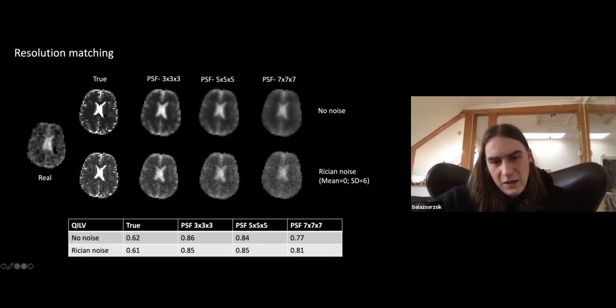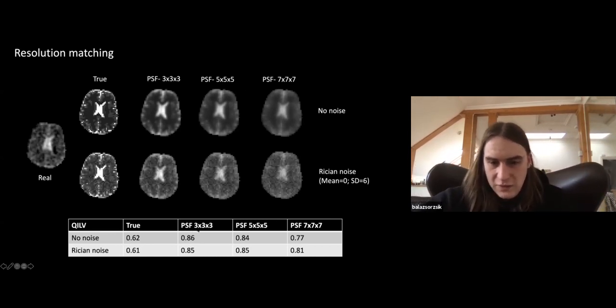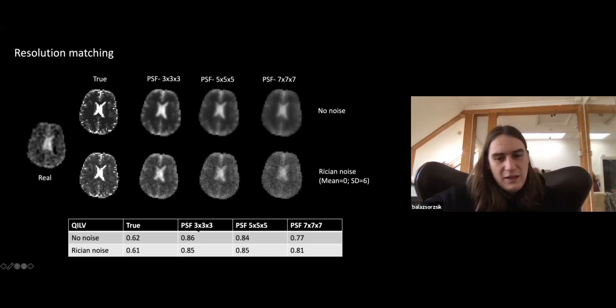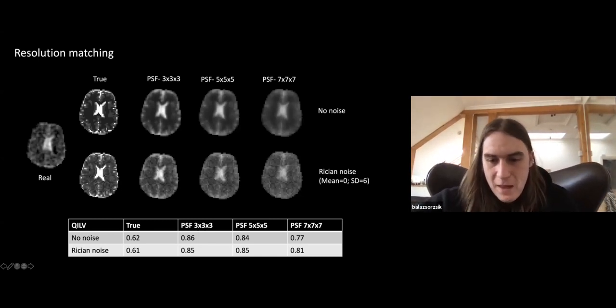And then we basically tested the true image. Here means that it's without convolution, and then we just widened the PSF, and we found out that the best match was when we convolved with the center of the PSF, 3x3 voxels.